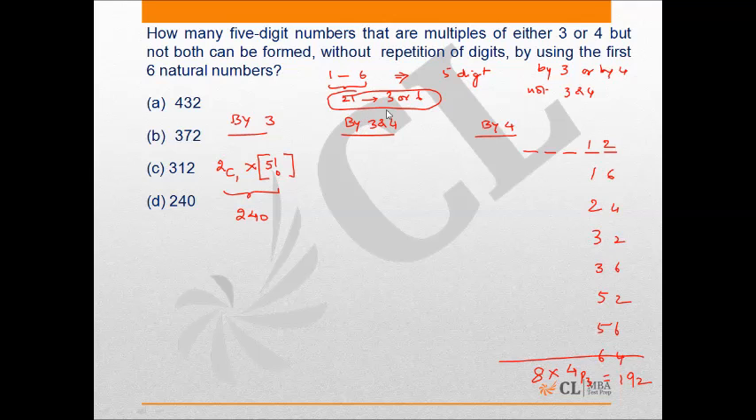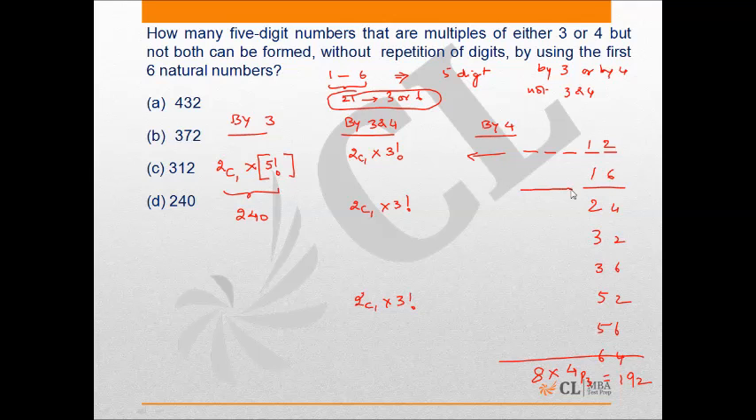Now let's look at numbers that are divisible by both 3 and 4. If the last 2 digits are 1 and 2, the first 3 digits can be formed by either removing 3 or 6, which means there are two options that we can exercise for removal of a number, and the remaining 3 numbers can be arranged in 3 factorial ways. The same would be the case for the last 2 digits being 24 or 52.